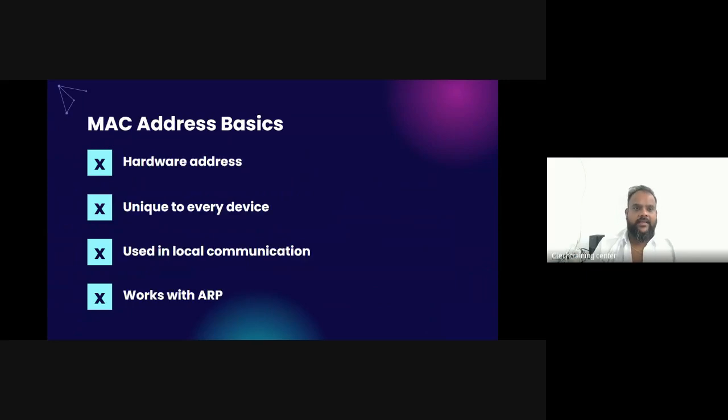The next is MAC address basics. A MAC address is nothing more than a hardware address that is physically on your computer, on the chip that is created for network access. Okay, unique to every device, used in local communication, works with ARP. These hardware addresses are created by the manufacturer of the hardware itself. If my network chip is created by Dell, then Dell will create a unique MAC address for the device, and it will never be repeated. Okay, usually.